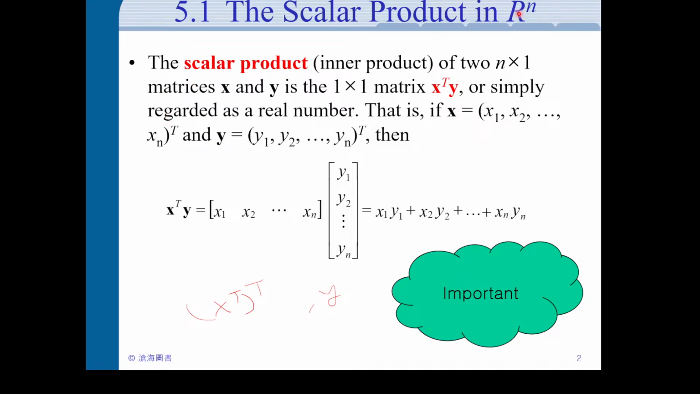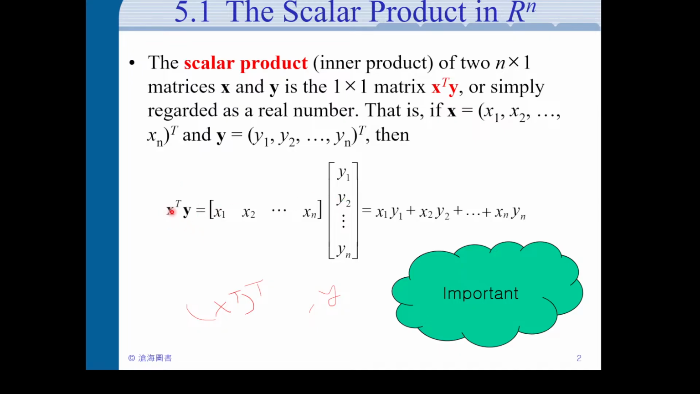The scalar product for two Rn vectors: we have one n-dimensional vector x, another n-dimensional vector y, and we define their scalar product, or inner product, this way. We write it in this form because we can think of x and y as two n by 1 matrices. If you transpose x, it becomes a row vector, and then we write y as a column vector.